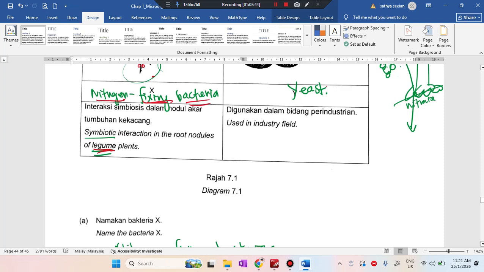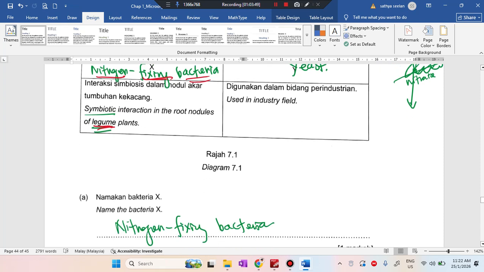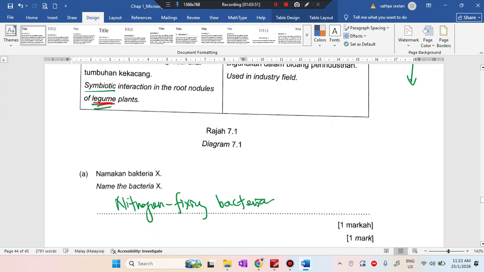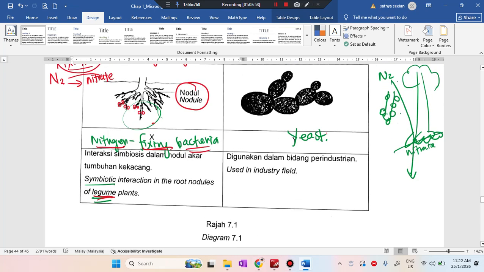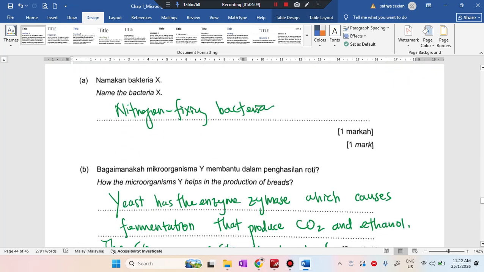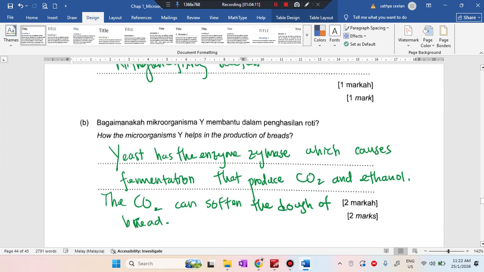Next one, because remembering those names is difficult, it will be something simple only that they will ask. Okay, right. How does the microorganism Y help in bread production? It will do fermentation, right? Fermentation causes the dough to become soft and rise in a shorter period of time. Yeast has an enzyme zymase, which causes fermentation that produces carbon dioxide and ethanol.